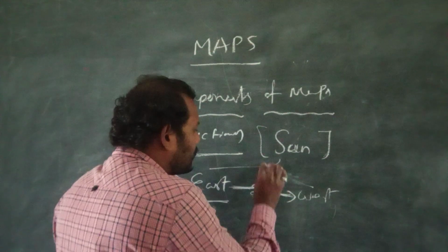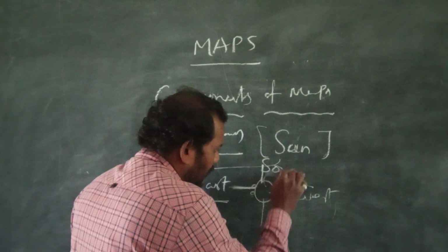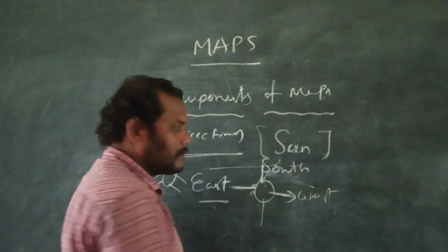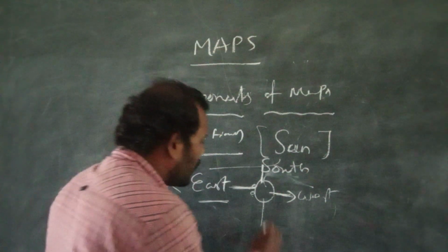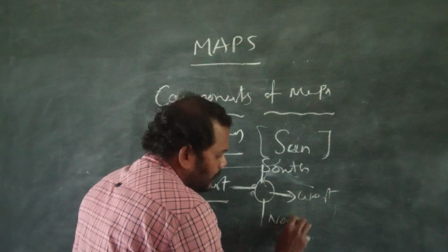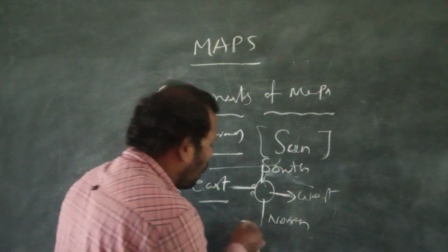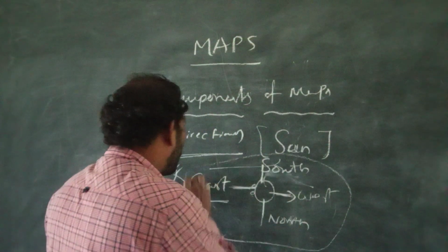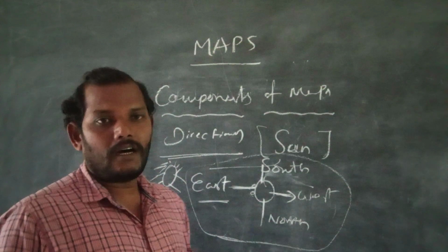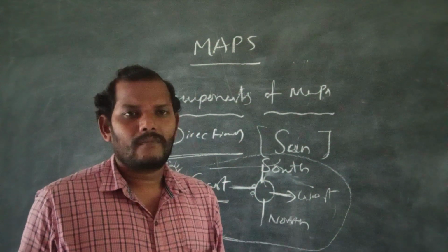And your right is south, and the left is north. These are the directions of a particular area. It is a very simple way to identify the directions.